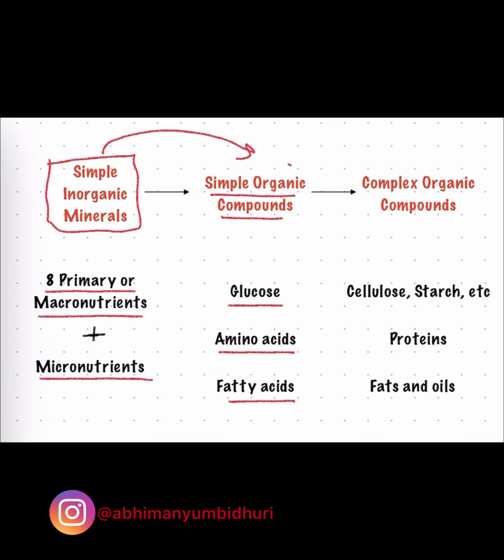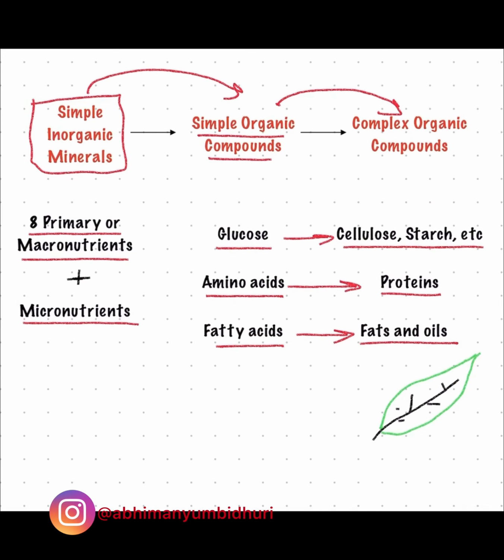These simple organic compounds are used to make complex organic compounds like cellulose and starch from glucose, protein from amino acids, and fats and oil from fatty acids. So when a leaf falls from a tree, it starts decomposing, and the whole decomposition process takes place in 5 steps in which complex organic compounds are again converted back into simple inorganic minerals.